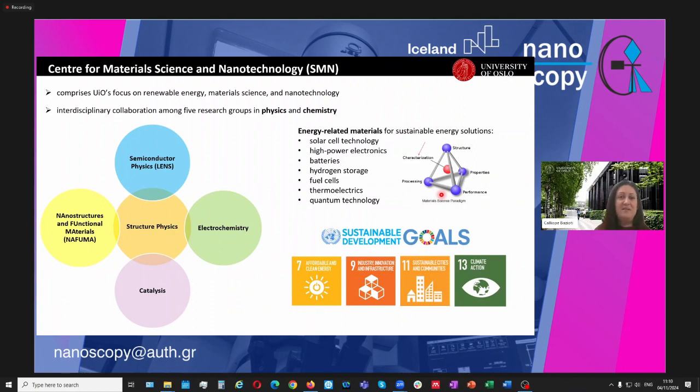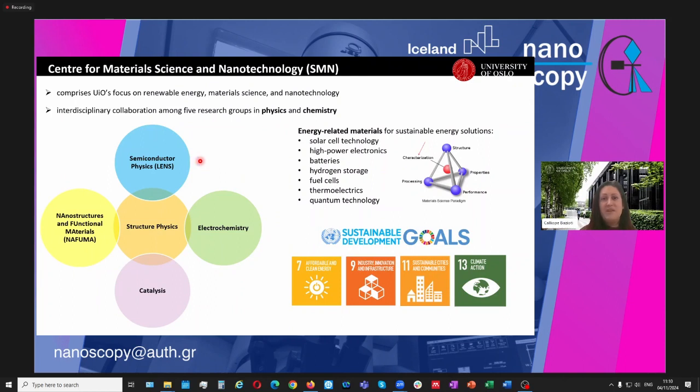Before I start, I would like to say a few words about the University of Oslo and the work that we are doing in transmission electron microscopy. Basically, all the transmission electron microscopy work is done in the structure physics group, which is part of the Department of Physics, but we also belong to the Center for Material Science and Nanotechnology, the so-called SMN. This is a bigger umbrella enhancing interdisciplinary collaboration among 5 different research groups in physics and chemistry departments.